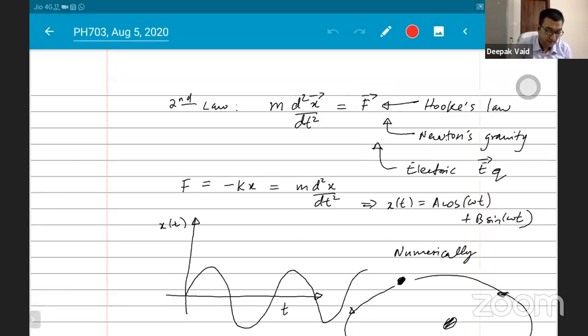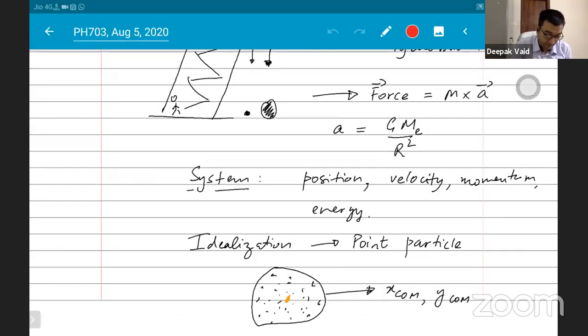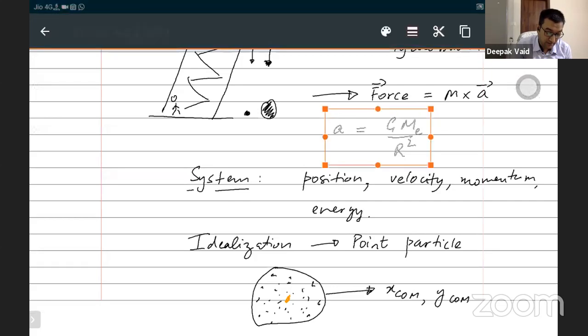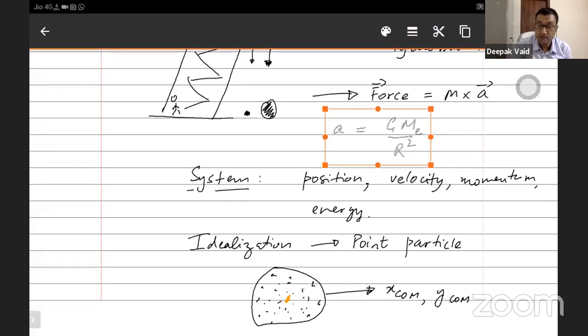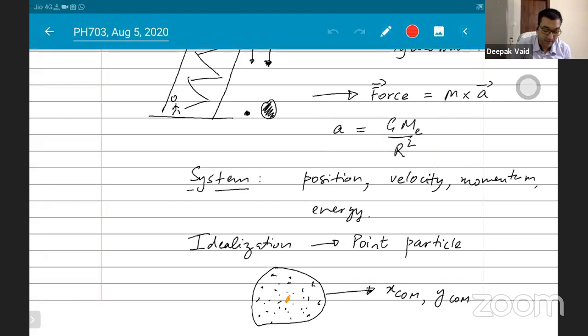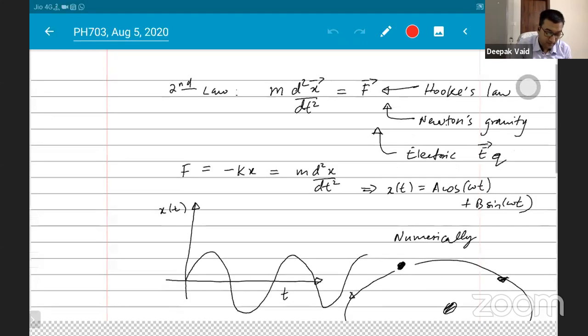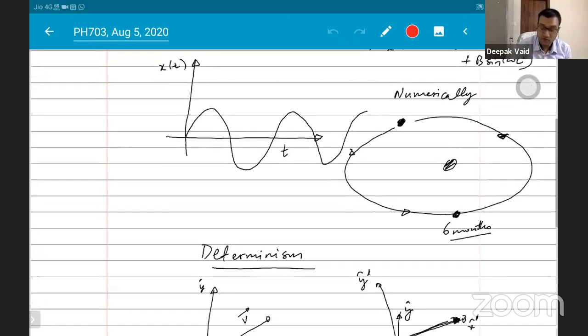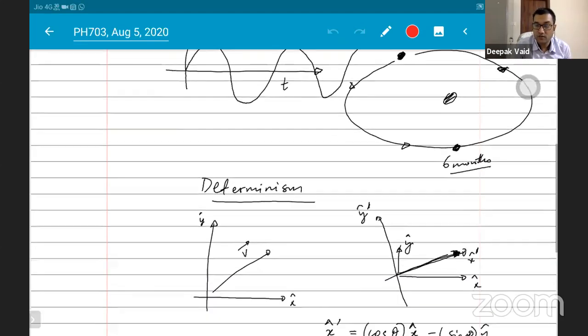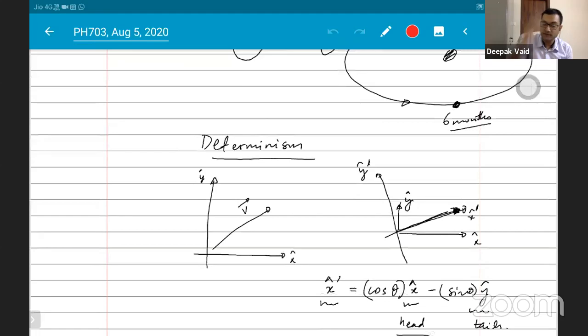Instead of this minus kx term, which is what we use in Hooke's law, the force is given by Newton's gravitational law. So it's G times big M times small m divided by r squared. When one can solve that equation also, you get that planets move in elliptical orbits around another really heavy object, and so on.